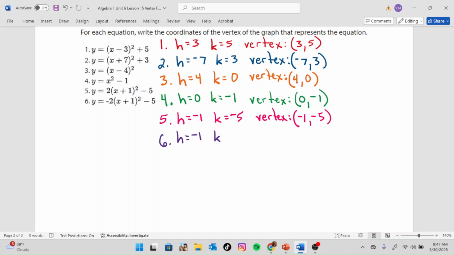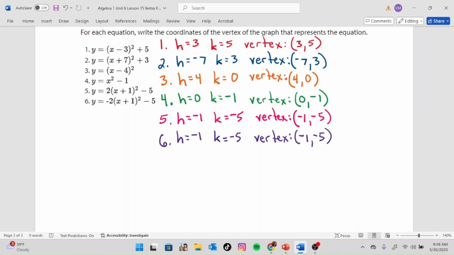And then we have minus 5. Since the format is plus k, this would be plus negative 5. So k is negative 5. And our vertex is at negative 1, negative 5.